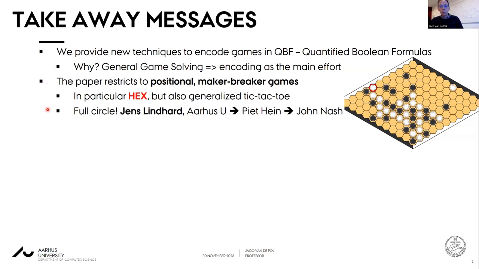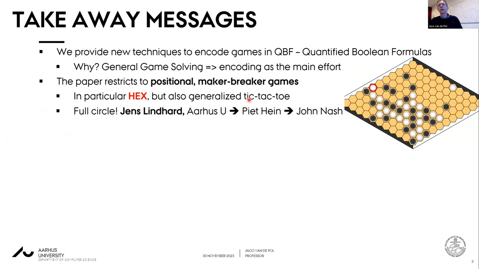Actually, I was at the physics department today and I got a tour through their quantum lab. And there they pointed out to me that actually the Hex game is originally from Aarhus University, because it was Jens Lindhardt that apparently worked on this game, and Piet Hein is very known for it, but Piet Hein published it, but they have been working together a lot on this game. So now it's kind of full circle. I'm presenting this again from Aarhus University. And then, of course, also John Nash worked a lot on this game and proved many interesting facts about the Hex game.